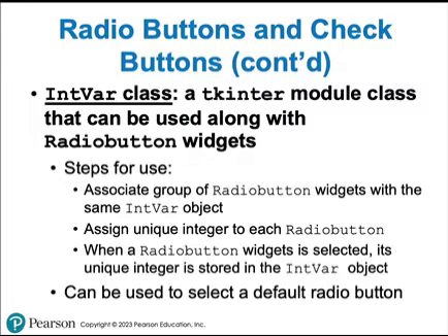We have a tkinter module class, which is called IntVar. It is associated with a radio button. All of the radio buttons share that IntVar object, and what it's going to do is assign a unique integer to each radio button, and when you select one, that value is stored in IntVar. You can also use this to set up a default radio button by setting that value.